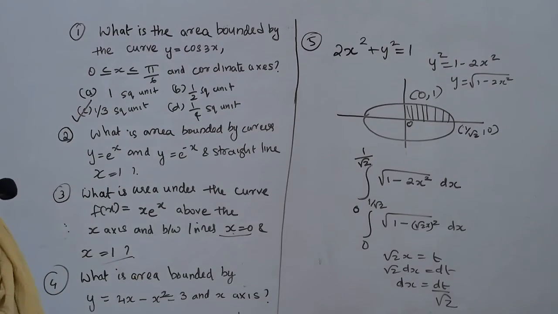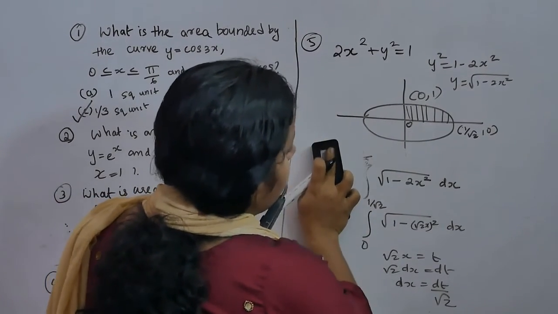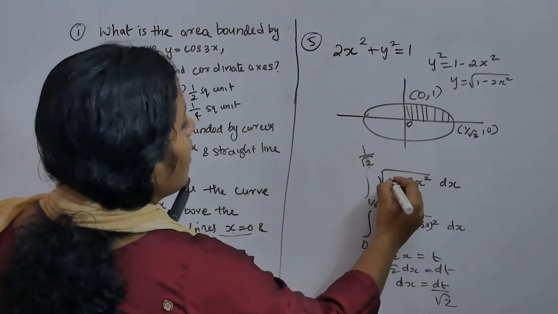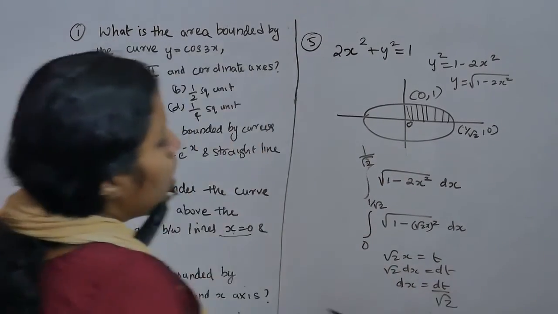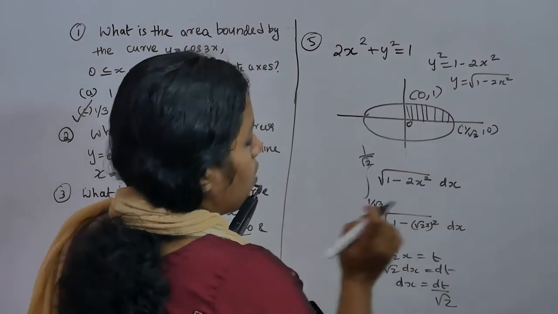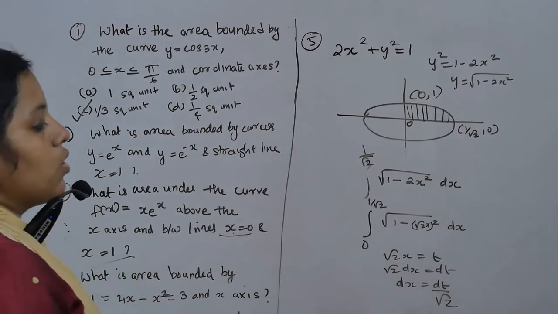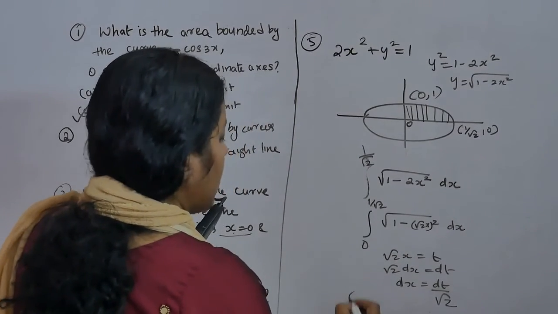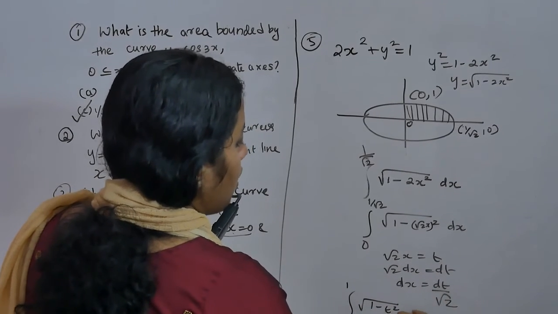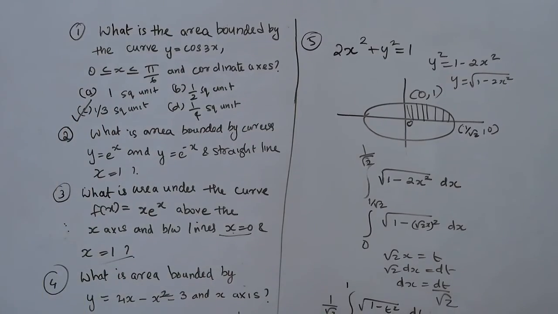Okay, then what I will get? I will get this integral which changes. Now you also need to change the limit. So when x is equal to 0, t is equal to 0. Then when x is equal to 1 by root 2, t is equal to 1. So our limit changes to integral 0 to 1 root of 1 minus t square dt by root 2. dt I am keeping here, root 2 I am taking to this.